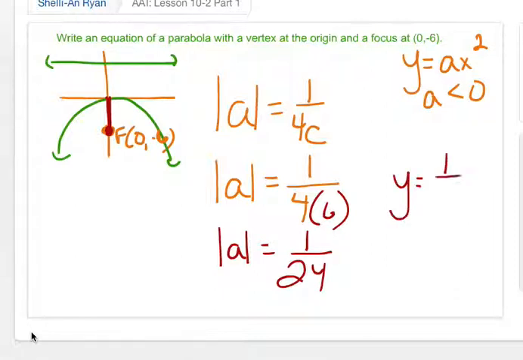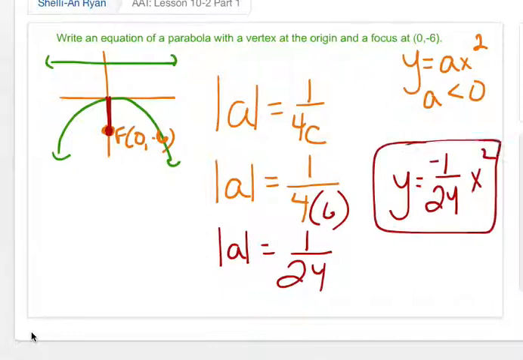So we should get y equals 1 over 24 x squared, and that 1 over 24 should be negative because we're opening down. Or you could say that you could have put in -6 here because you're going down, and you would have ended up with -24 there. Okay, so hopefully you got this one right.